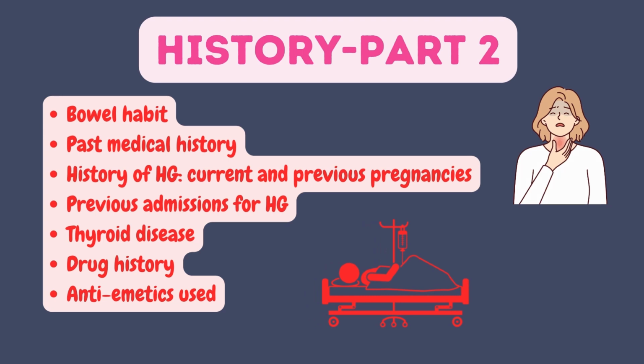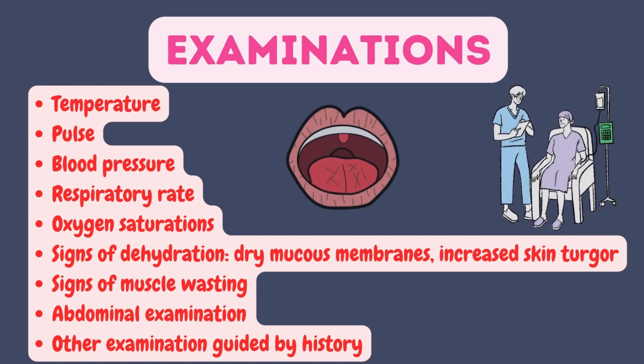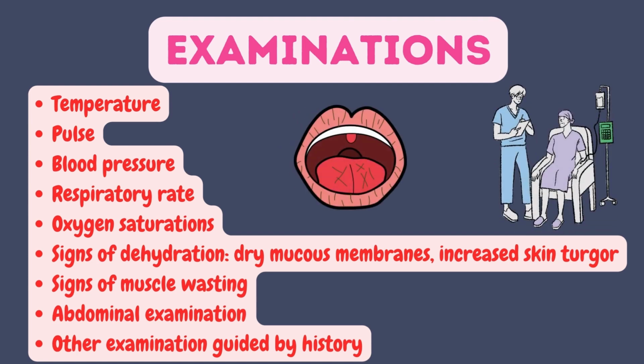In regards to clinical examination, you need to check the vitals like temperature, pulse, blood pressure, respiratory rate, oxygen saturations. Remember, always look for signs of dehydration like dry mucous membranes and increased skin turgor and any signs of muscle wasting. Don't forget to perform abdominal examination and other examination guided by history. For example, if you suspect thyroid disease, be sure to perform a thyroid examination.